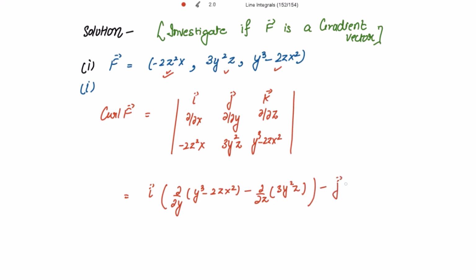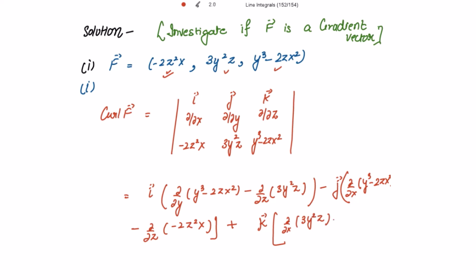Minus j vector times ∂/∂x of y cube minus 2zx square minus ∂/∂z of minus 2z square x, whichever way you like to do it. Then plus k vector times ∂/∂x of 3y square z minus ∂/∂y of minus 2z square x.